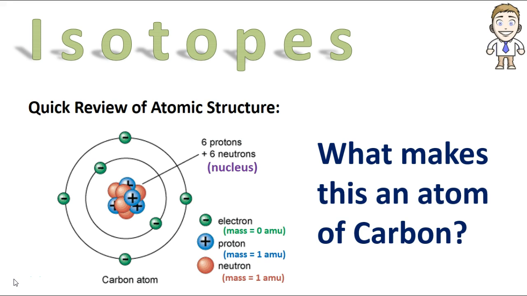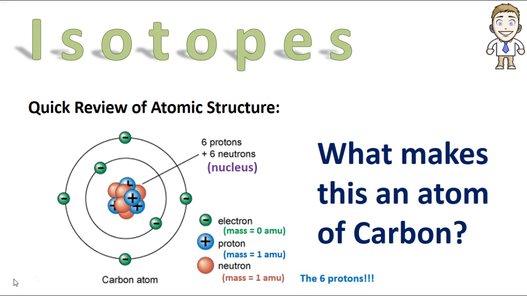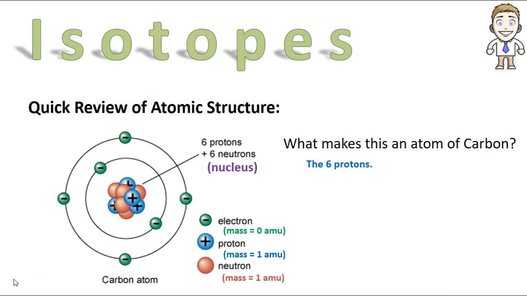The big question to consider first today is, why is this atom an atom of carbon and not a different element? Why isn't it nitrogen or lead or gold? Is it the 6 protons, the neutrons, the 6 electrons? Is it the 2 electron rings or something different altogether? The answer to that question is it's actually the 6 protons that makes this atom an element of carbon.